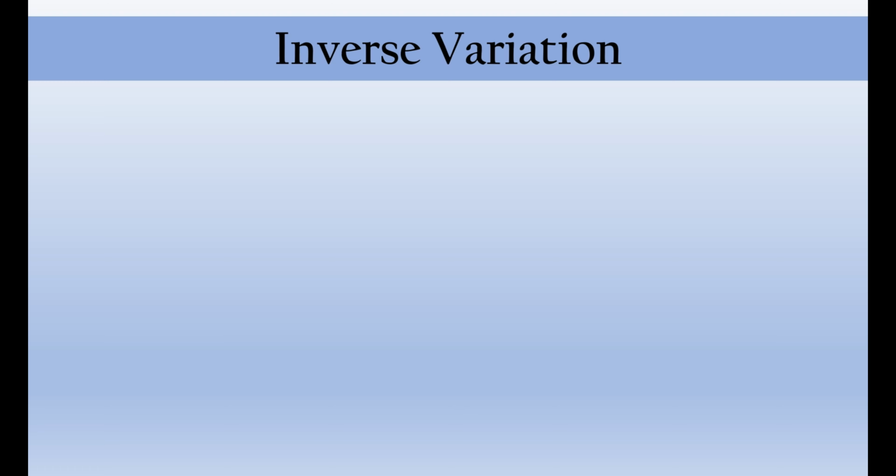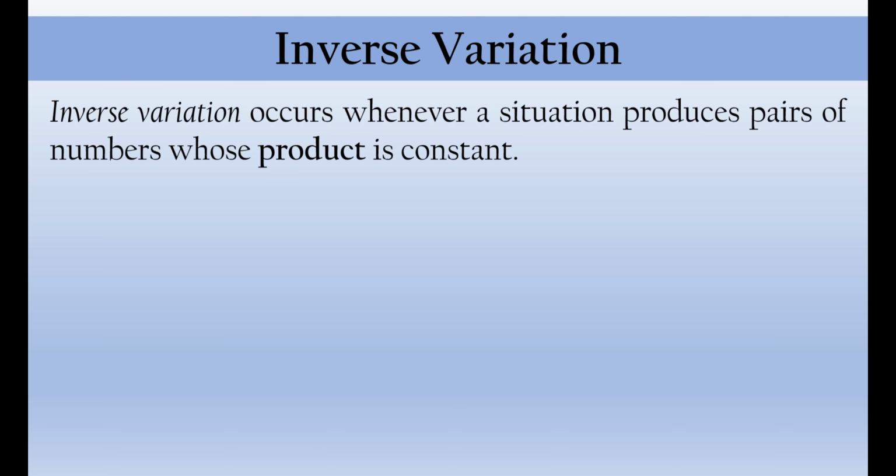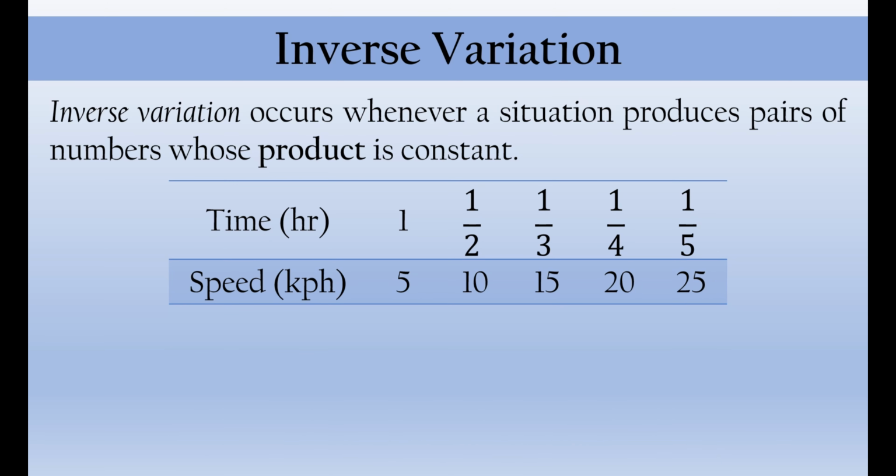The previous example leads us to conclude that inverse variation occurs whenever a situation produces pairs of numbers whose product is constant. Let us take a look at this table of values. If you travel at the speed of 5 kilometers per hour, you will arrive at your destination after 1 hour. Multiplying the two values, 1 and 5, will give us a product of 5.